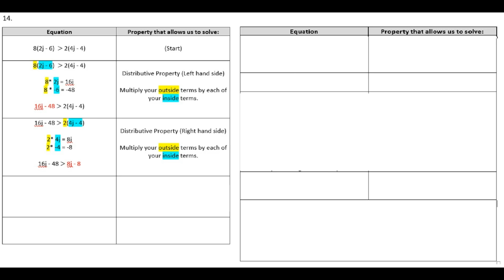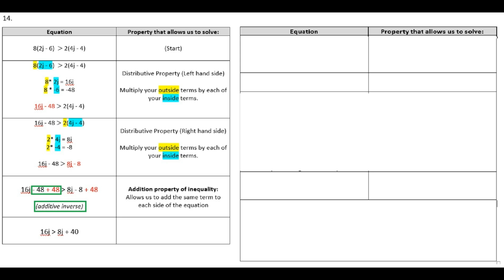Now we move on to the right hand side. We have 2 times the quantity 4j minus 4. 2 times 4j is 8j. 2 times -4 is -8. Now make sure you pay attention to your signs. We have the completed problem: 16j minus 48 is greater than 8j minus 8.